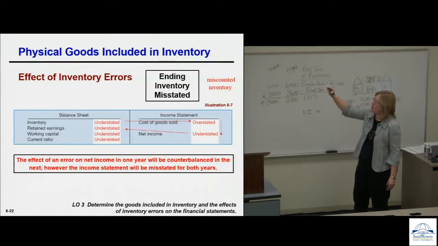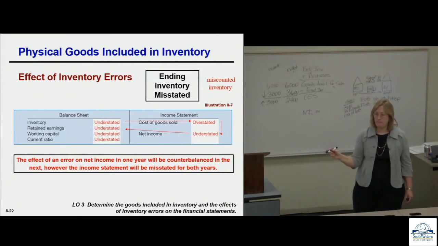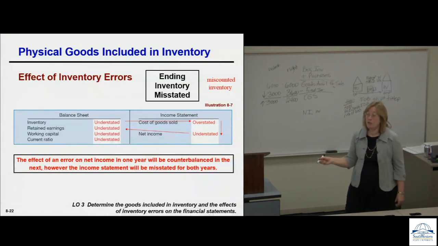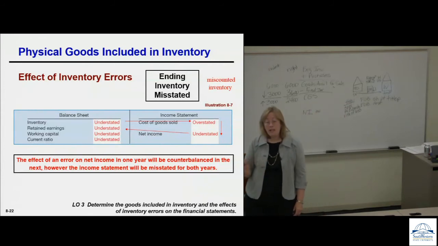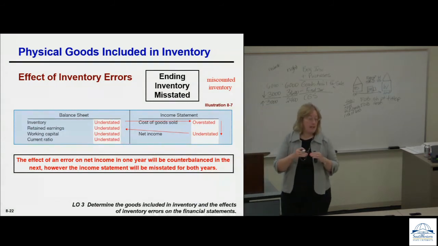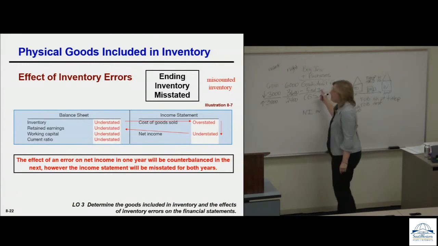Where are we going after net income? Angela, where's our error taking us? Retained earnings. Why is that? Net income affects retained earnings. Is it a direct relationship? Yes. Because we add net income to beginning retained earnings to get ending. We're adding it. See, with ending inventory, we're subtracting it here. With cost of goods sold, we're also subtracting it. But from net income to retained earnings, we add it. So that's a direct relationship, okay?